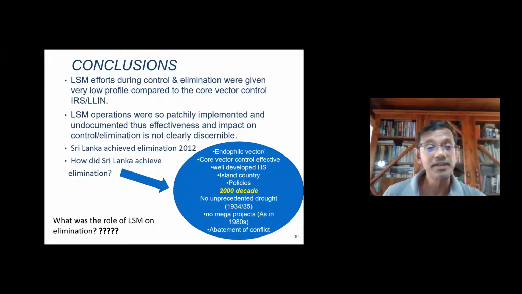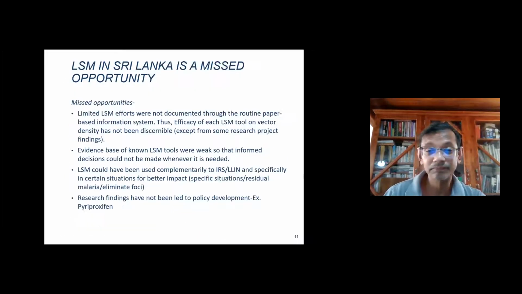So my conclusion is LSM efforts during control and elimination were given very low profile compared to the core vector control, IRS and LLIN. LSM operations were so patchily implemented and undocumented, thus effectiveness and impact on control and elimination is not clearly discernible. So what was the role of LSM in elimination? My argument is it's minimal or not at all.